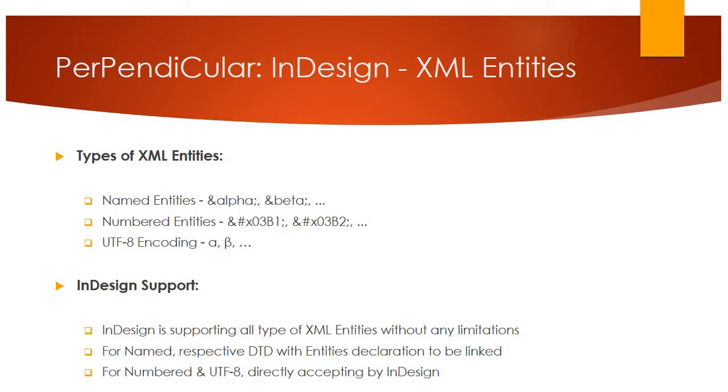Okay. So what about the numbered entities? The numbered entities are combined with the Unicode values. So for example, for alpha, it will be 03B1. The Unicode is defined as &#x03B1; and &#x03B2;.